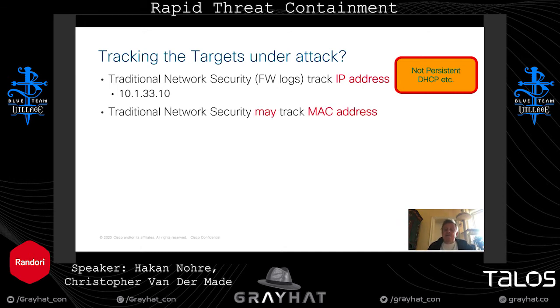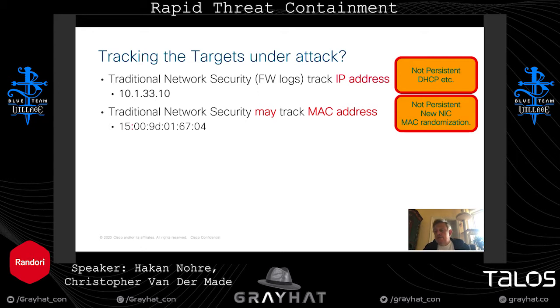Traditional security systems may also track MAC addresses. Sometimes they can, sometimes they can't, depending on whether they are layer 2 adjacent or not. But the MAC address also has a problem. It's actually not persistent anymore. Many operating systems have introduced MAC address randomization for privacy reasons and integrity reasons. And you can also think about one PC, for example, may have different MAC addresses on different NIC cards.